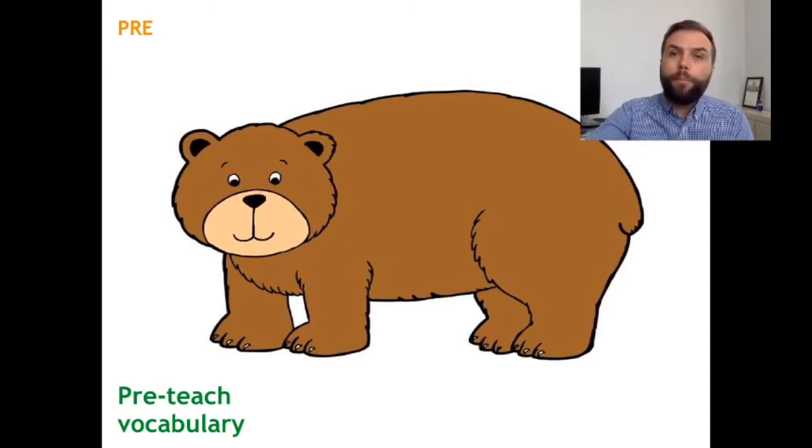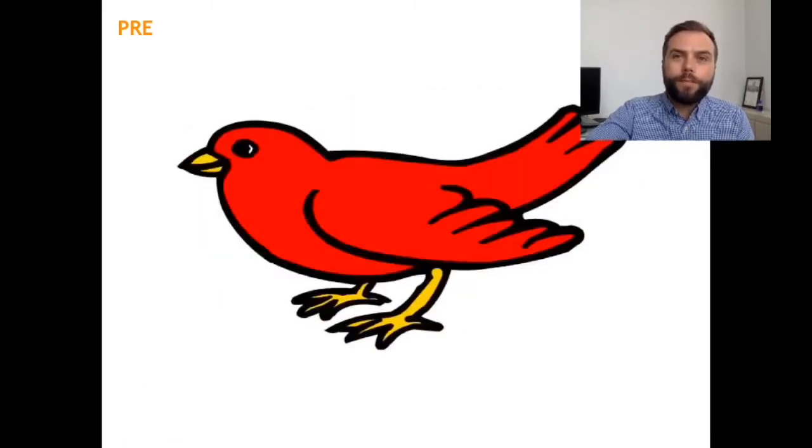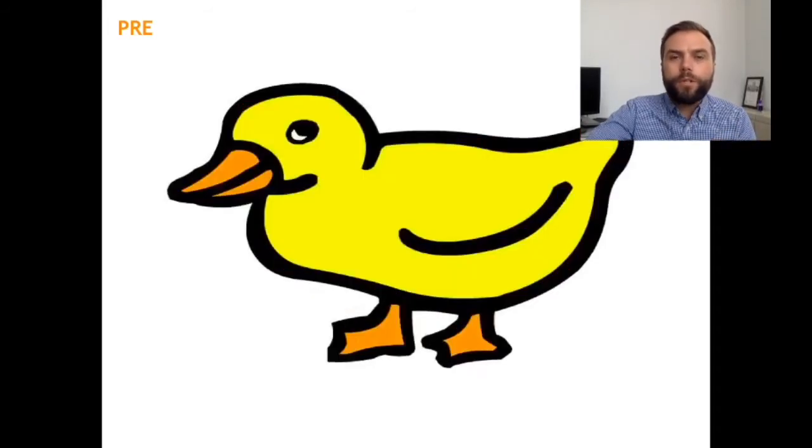It's a bear. Right, very good. It's a bear. A bear. What is it? A bird. Right, everybody repeat. A bird. Okay, what's this? A duck. Everybody repeat. A duck.